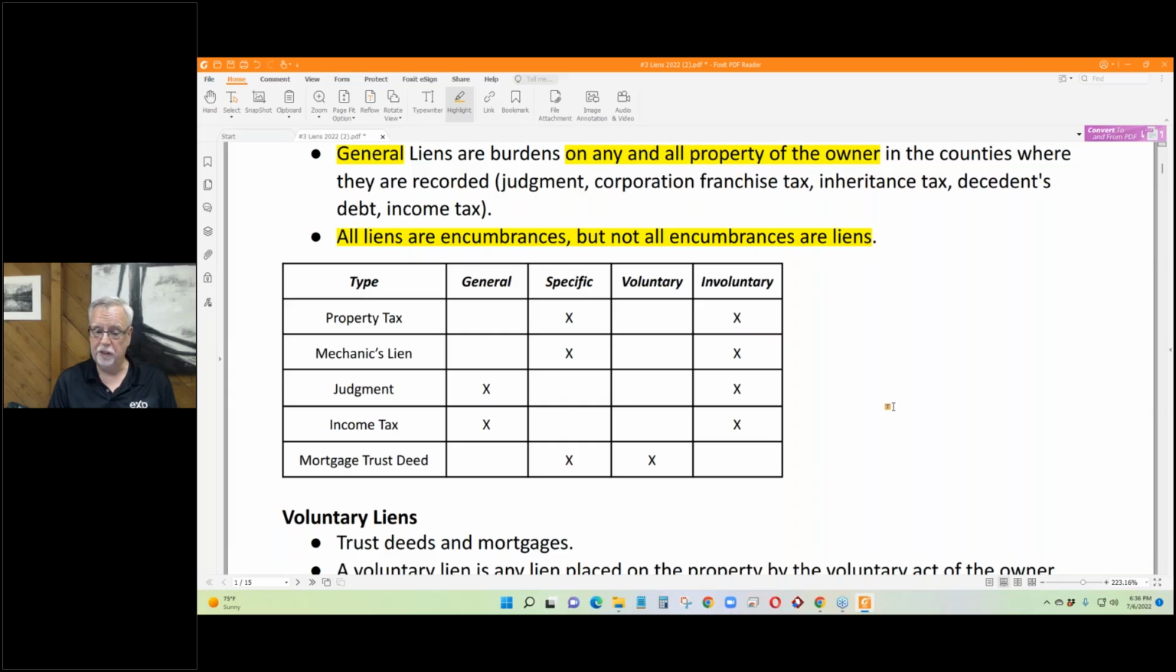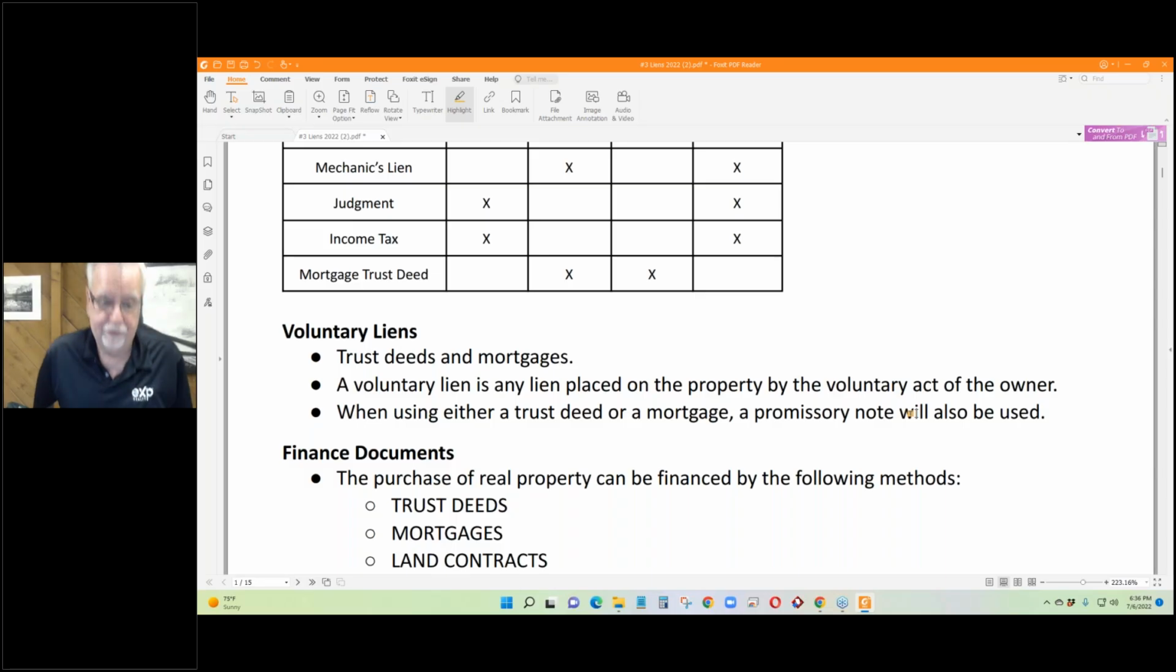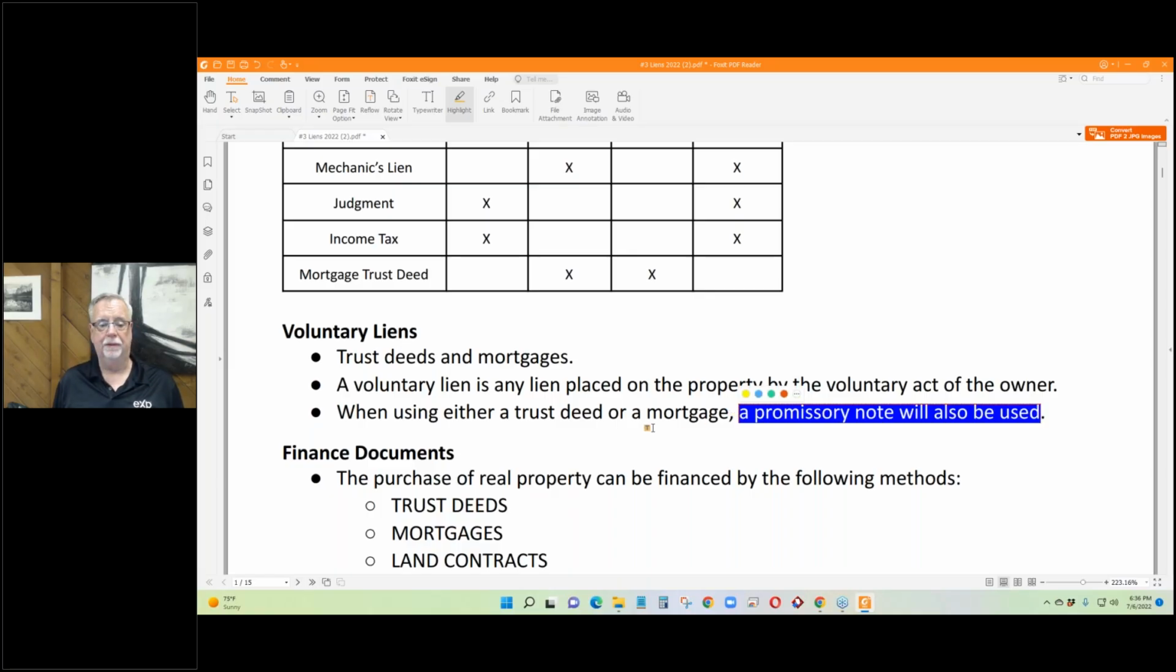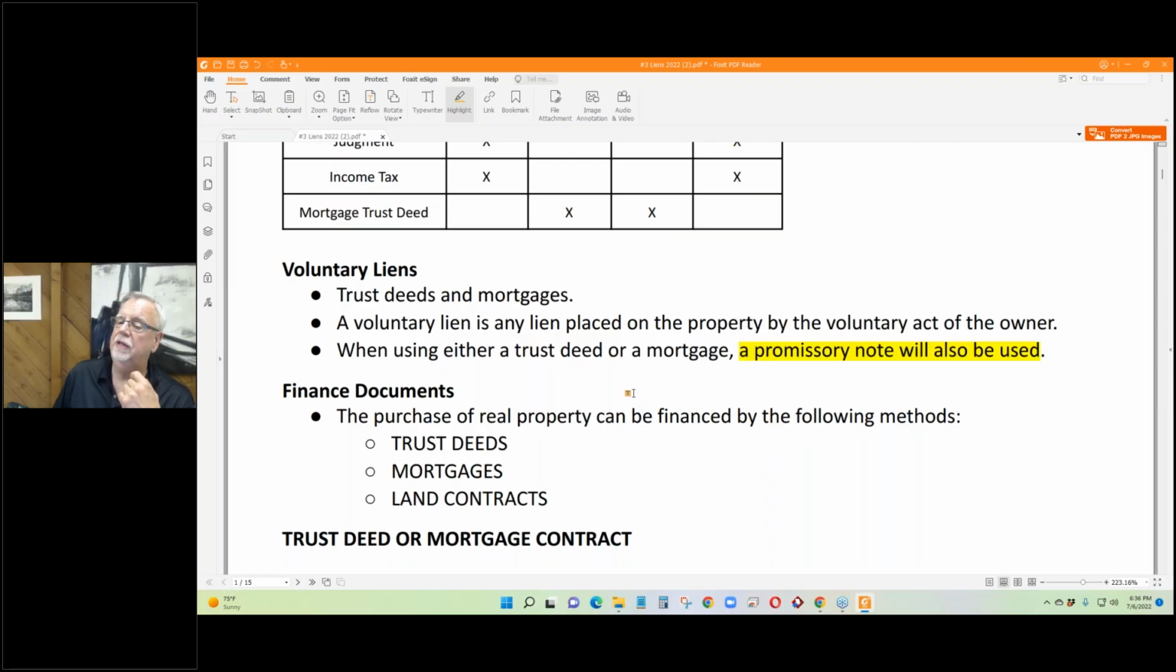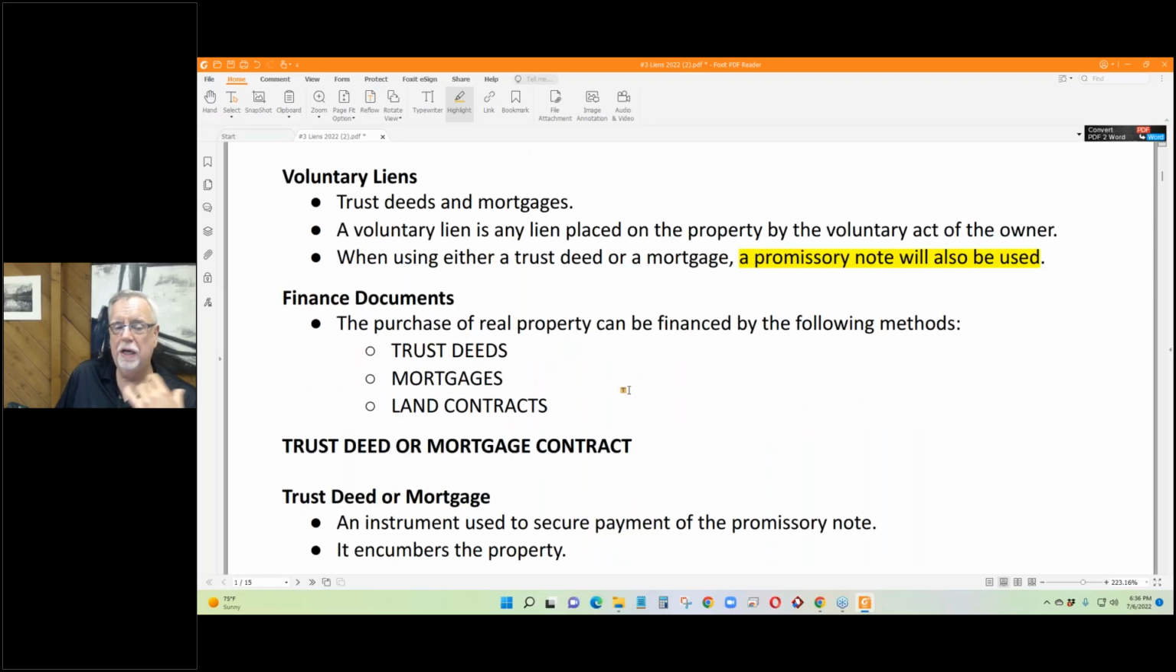And what we're going to spend most of our time on tonight are mortgages and trust deeds, which are specific. That's when you borrow money against a property. And as you can see, they're the ones that are voluntary. Voluntary, trust deeds and mortgages. Well, it sort of defines itself. A voluntary lien is where you volunteer your property, usually to get a loan. And a promissory note would also be used, which we're going to talk a little bit about. The note is evidence that you owe money. So another way of categorizing this subject is that they are finance documents.